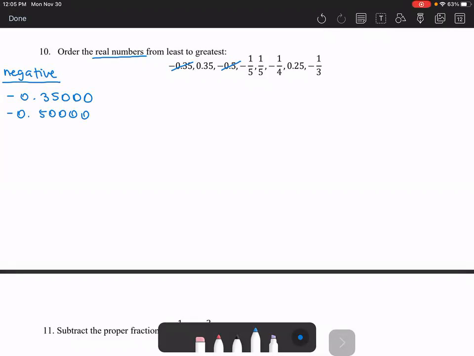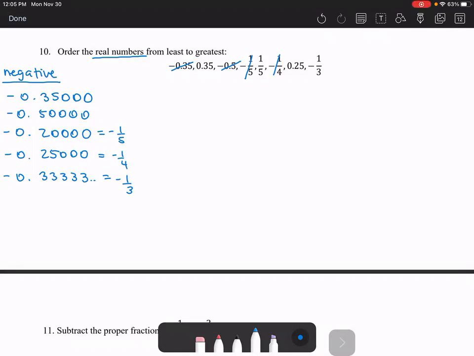So negative 1/5, writing it as a decimal, right? This is something we should all have seen, that 1/5 is 0.2. So this is negative 0.2. We also have negative 1/4, and 1/4 is 0.25. And then we also have negative 1/3. 1/3 is a bunch of 3s. So these are our negative numbers.